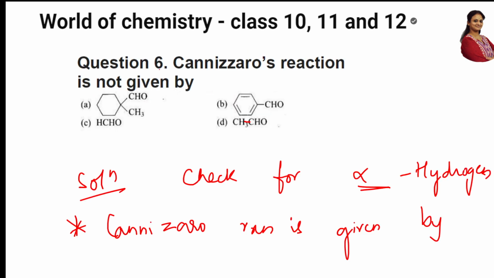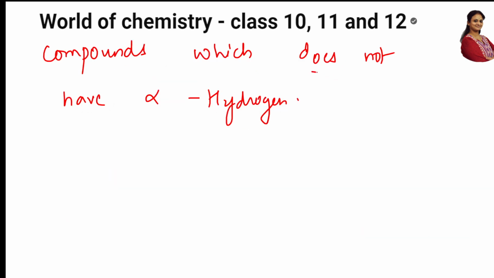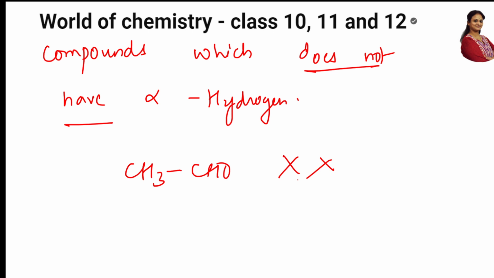Now, in all the cases, see here CH3CHO. Does it have alpha hydrogen? Yes, because the hydrogen is directly attached to the functional group. So this will not give Cannizzaro. In this case, yes, it gives, but Cannizzaro is not given by the others. Remember, for Cannizzaro, there should not be alpha hydrogen at all. And in CH3COH, it is directly attached to this. That's why it will not show Cannizzaro. Students, next question.